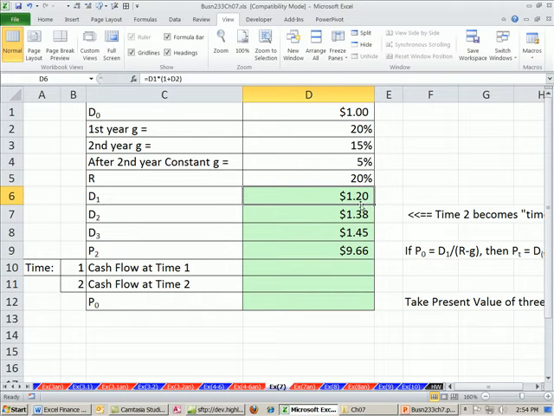Now we have cash flow here, and then we need to add this cash flow and this one. So cash flow at time 1, Enter. Cash flow at time 2, that dividend plus the assumed price at time 2. Now, just a note about this.